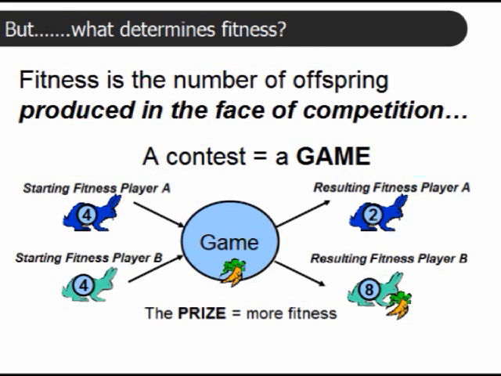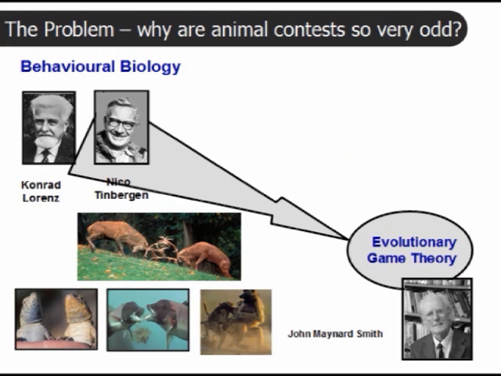The reason that game theory got introduced into biology at all came about from trying to find an explanation to a problem that nobody seemed to be able to deal with in conventional Darwinian thinking. There were 2 significant individuals in the behavioral studies of animals, Konrad Lorenz and Nico Tinbergen, and they were both trying to explain why animal contests are so very odd. What I mean by odd is that animals do not fight to the death, or they don't fight even to the point where one of them seriously gets injured.